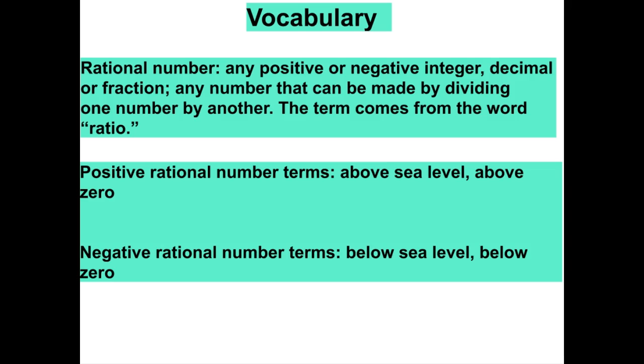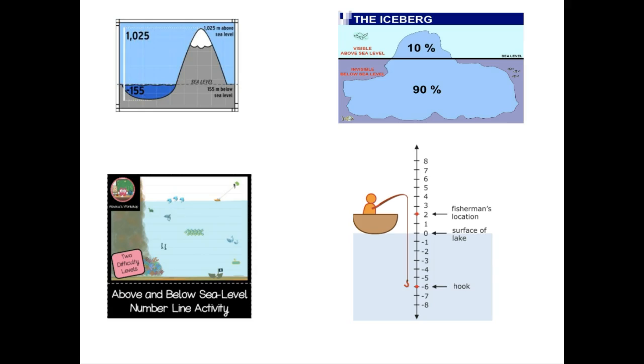So now, let's take a look at these examples that I have here. And here I have a mountain, and notice this dotted line, sea level. This is 0. And as you go up this mountain, you're increasing in elevation. And at the top of this mountain, you are 1,025 meters above sea level. That would be a positive number.